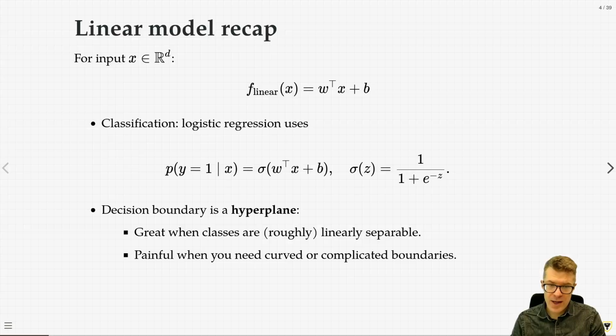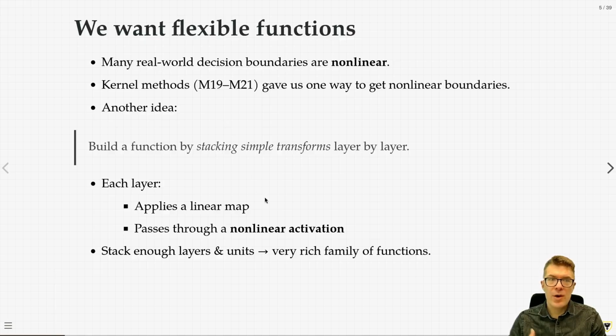This is great when classes are approximately linearly separable, but if you have curved boundaries or little pockets of classes in the wrong spot, so to speak, this can be complicated. So we want flexible functions, and we want to represent nonlinear decision boundaries, which is very common in the real world. We talked a lot about how to work in nonlinear spaces. So modules 19 to 21 introduced us to kernel methods to get nonlinear boundaries within models that are otherwise sort of linear.